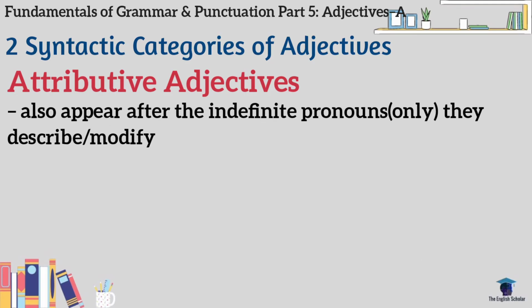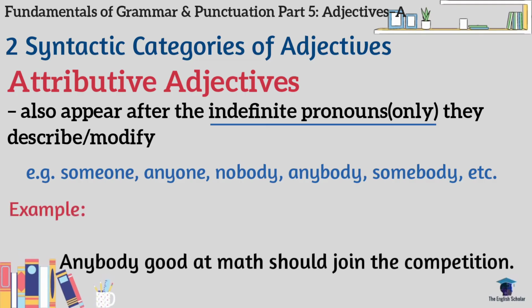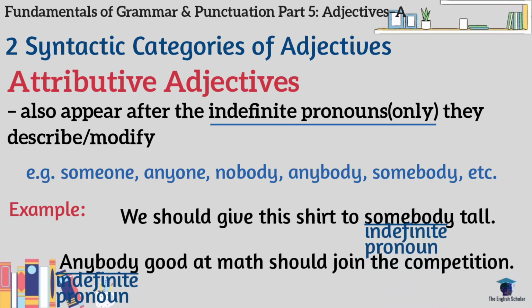They appear after the indefinite pronouns they describe too. Again, after indefinite pronouns, like someone, anyone, nobody, etc. For example, anybody good at math should join the competition. We should give this shirt to somebody tall. Notice that after the indefinite pronouns anybody and somebody, there followed the adjectives describing them, good and tall. They directly followed without any word in between, in contrast to predicative adjectives.